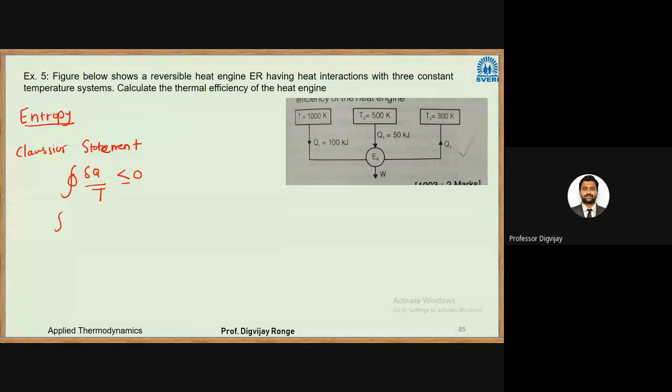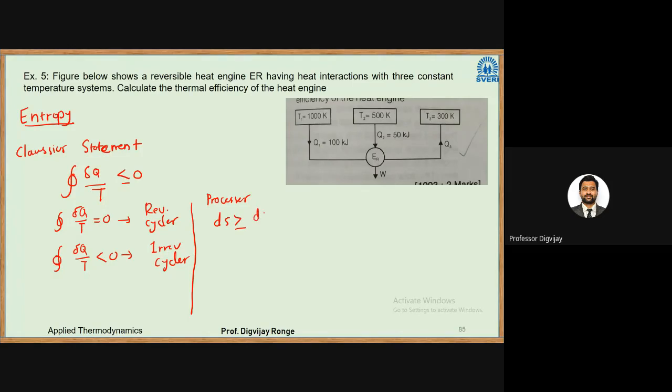That means the cyclic integration of ∂Q/T is equal to 0 for a reversible cycle, and the cyclic integration of ∂Q/T is less than 0 for an irreversible cycle. Okay, this is for cycles. For processes, dS is always greater than or equal to dQ/T.